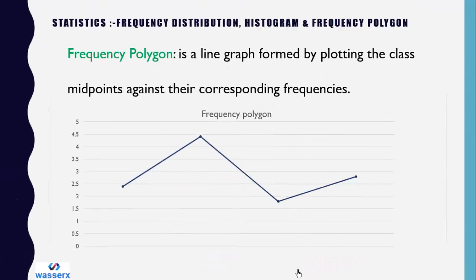Frequency polygon is a line graph formed by plotting the class midpoints against their corresponding frequencies. We include a class above and below in order for the polygon to touch the x-axis. Another way of drawing the frequency polygon is by connecting the midpoints of the histogram bars with a straight edge.